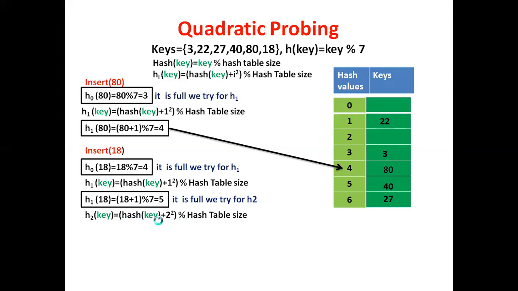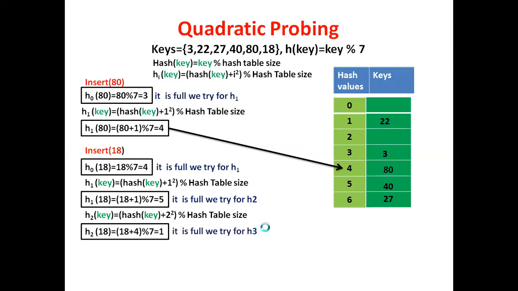You know that hash of key. What is hash of key here? Hash of 18 is equal to 4. So 4 plus 2 square. Otherwise you can take 18 also, no problem. So 18 plus 4 modulus 7, that is 1. So check whether the first bucket is empty or not. 1 is already filled by 22. So here collision occurs again.